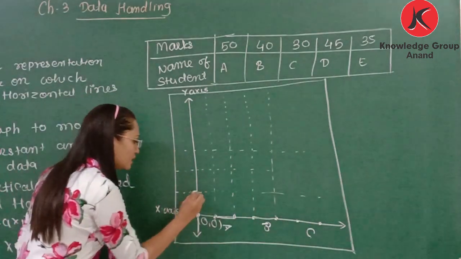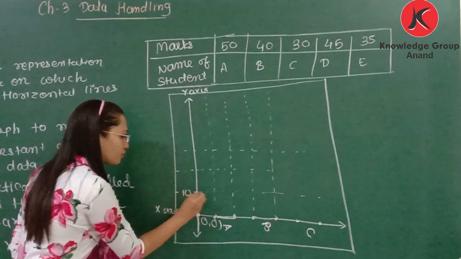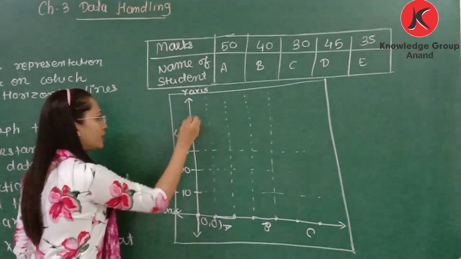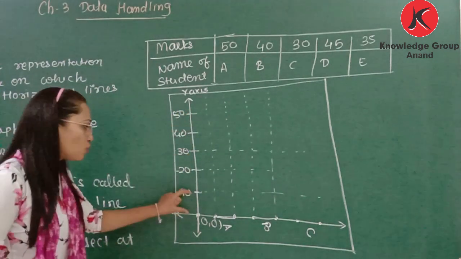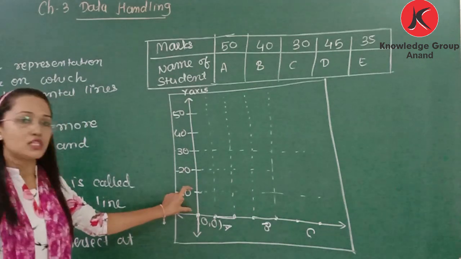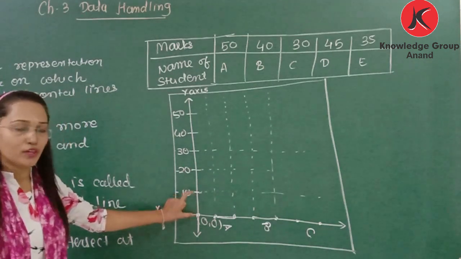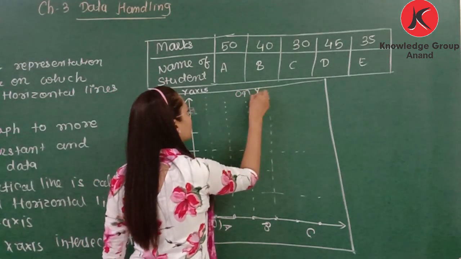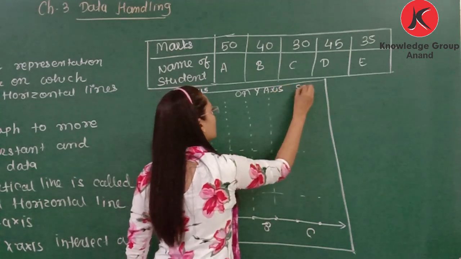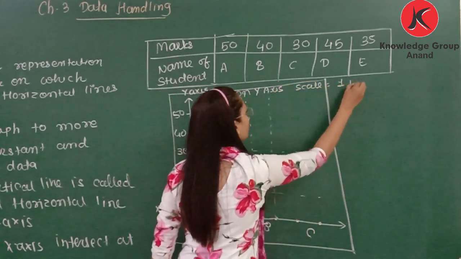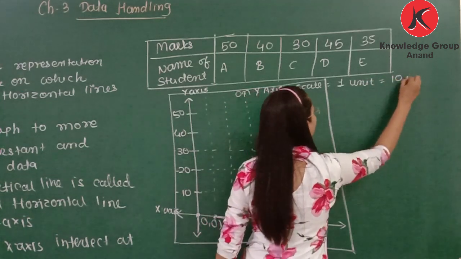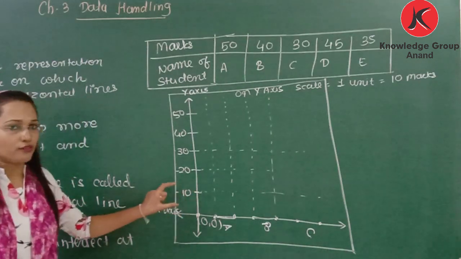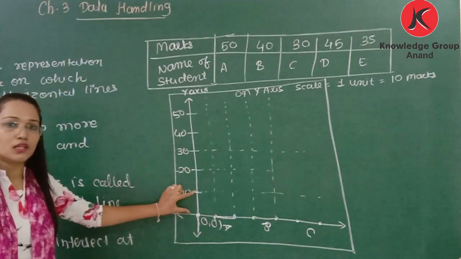Now here let's say this one line represents 10 marks. The second line represents 20, 30, 40, 50. Now what is this scale? Scale means the value of this one part. So what is the value of this one part? You can see here 0 to 10 means 10. So on y-axis, scale is equal to 1 unit is equal to 10 marks. Here we can consider it as 1 unit, or you can write 1 centimeter. 1 unit is equal to 10 marks.